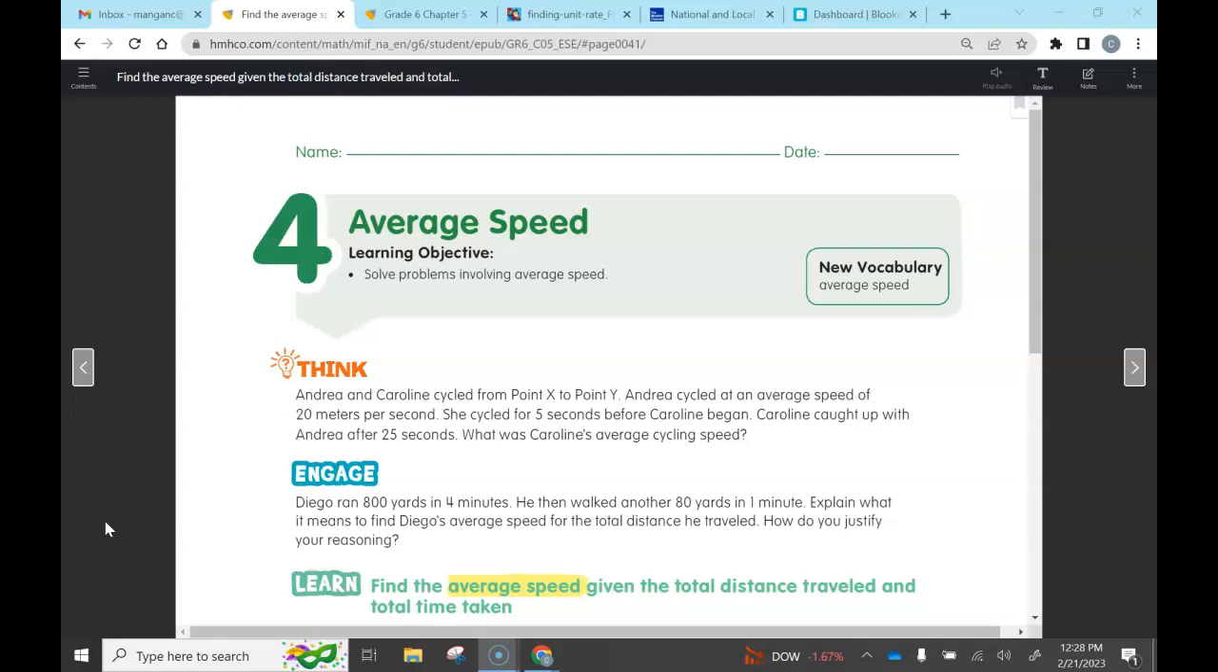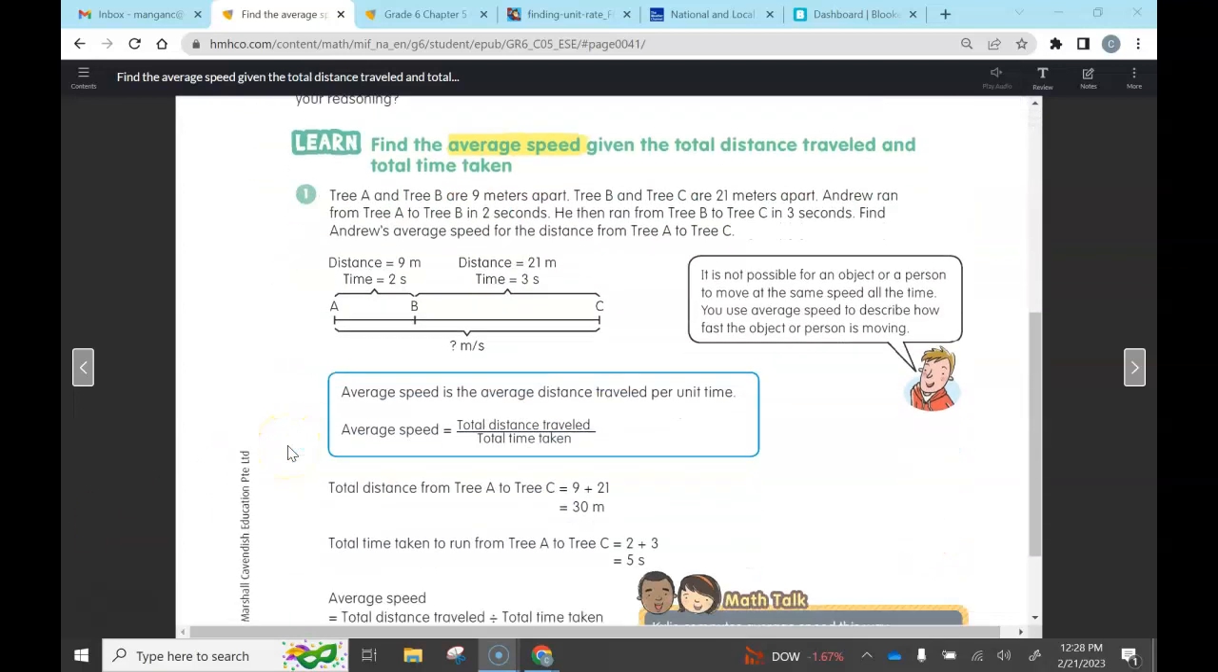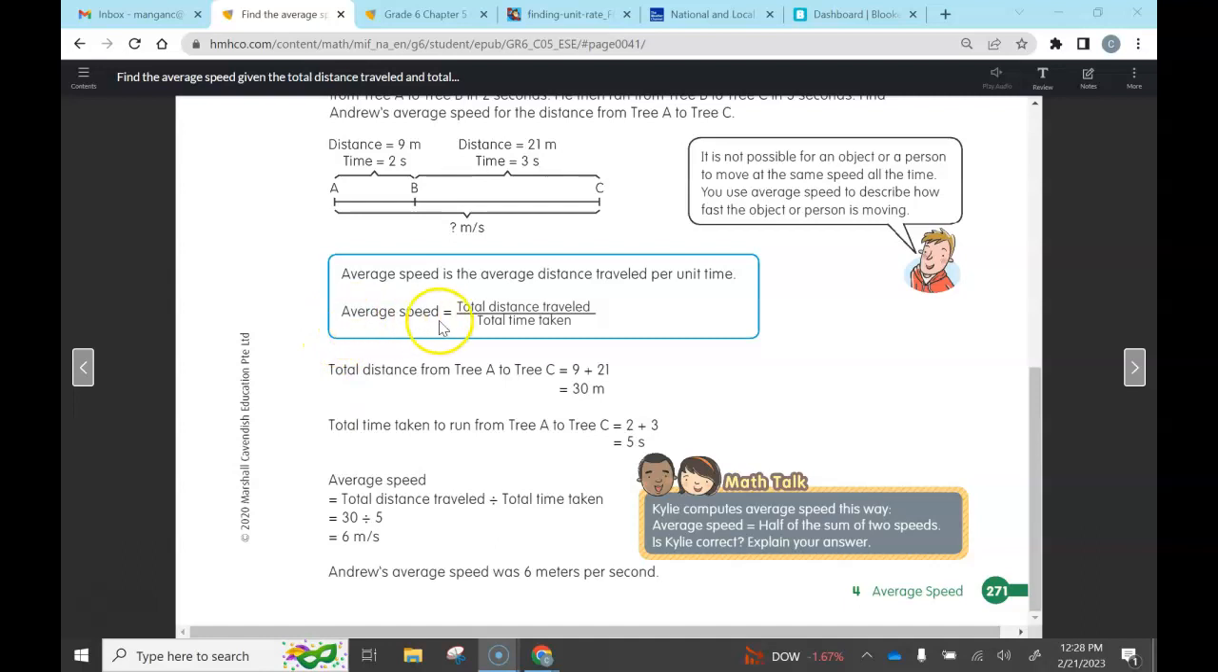So the goal for this video is just to solve problems involving average speed. One of the things that you need to understand is, in order to find the average speed, you take the total distance traveled and divide it by total time taken. Okay, so you'll want to write that down. Understand that the average speed is the average distance traveled per unit of time. So it could be per hour, per minute, per second, whatever it may be. But just understand that the average speed is always going to equal total distance traveled divided by total time taken. So you want to write that down.